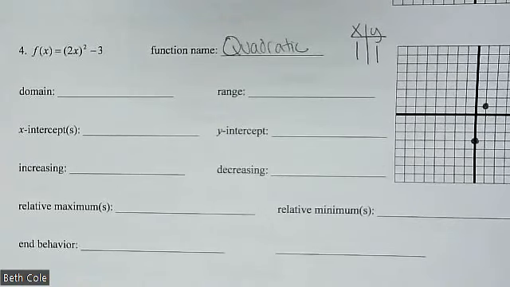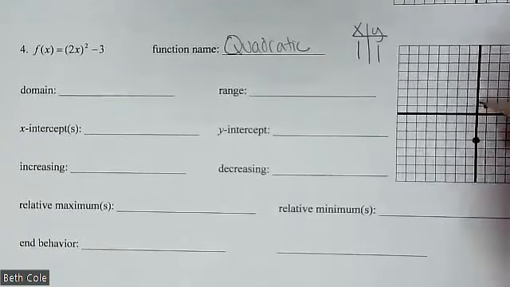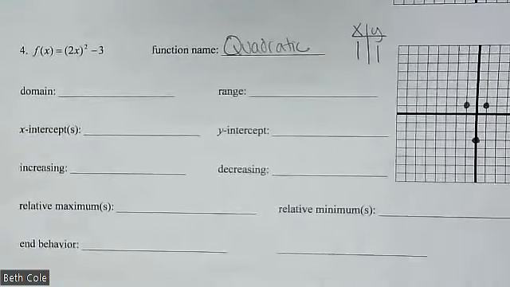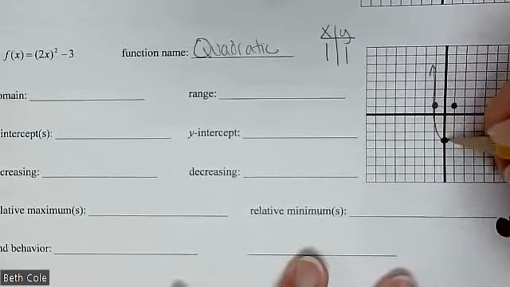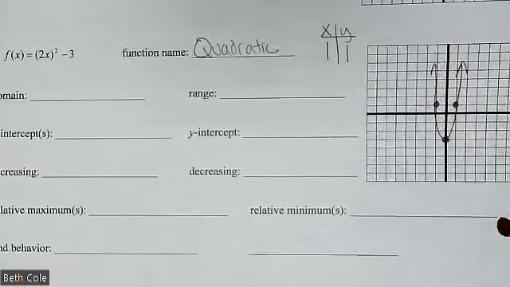Now we talked about symmetry and even and odd. Where else can I put a point without doing any more work? Negative 1, 1. Because it's going to be a U shape, and so I'm going to get that symmetric point. So something like that.